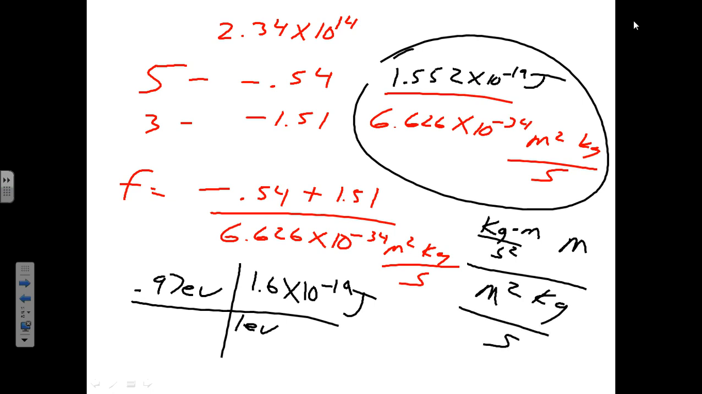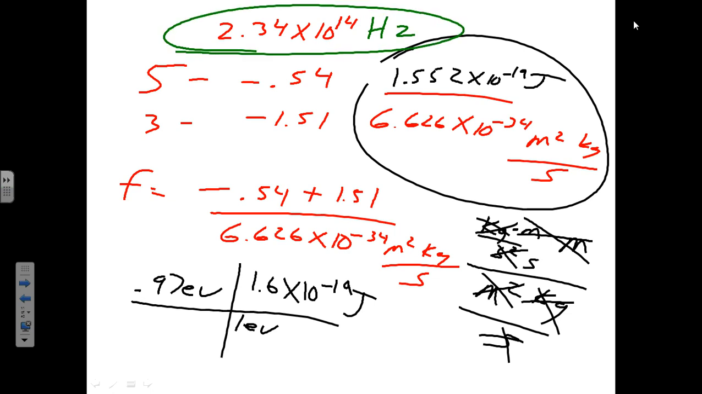So if you look, meters squared are going to cancel with that. Kilograms cancel with that. One of these seconds cancels with that. So we're left with nothing over seconds. How can we read something over seconds? Per, so we can say per second, but it's hertz. So that's, again, our answer, 2.34 times 10 to the 14th hertz. We're calculating frequency, that's the unit that we should come out with, hertz.